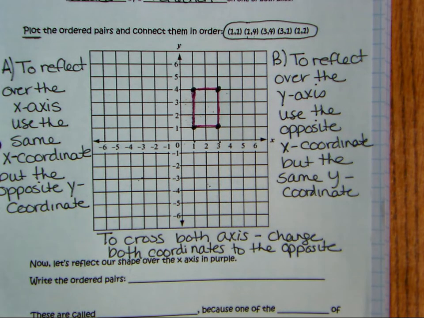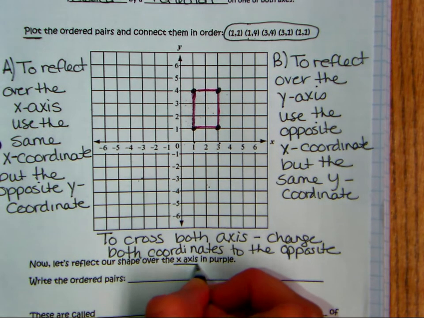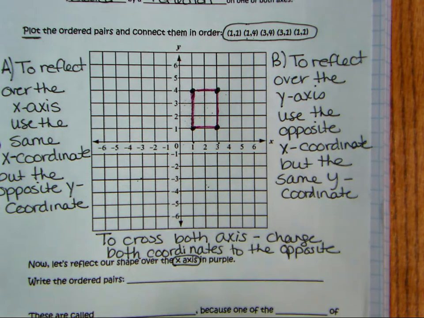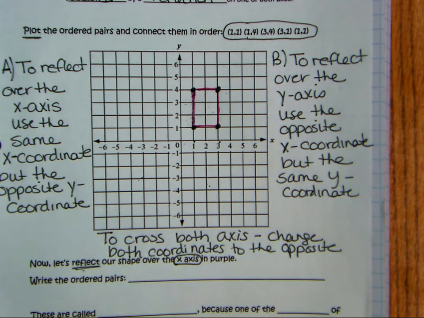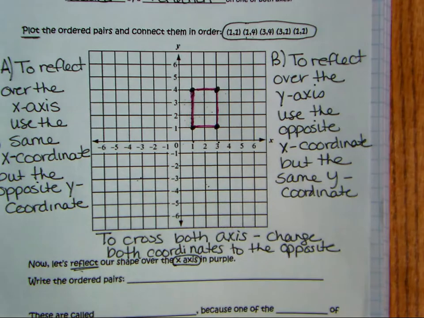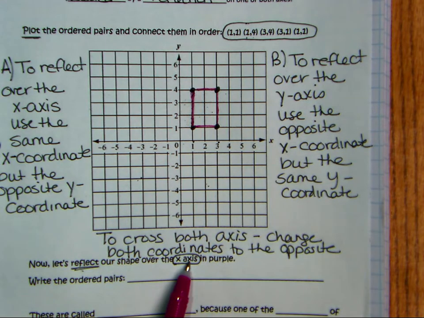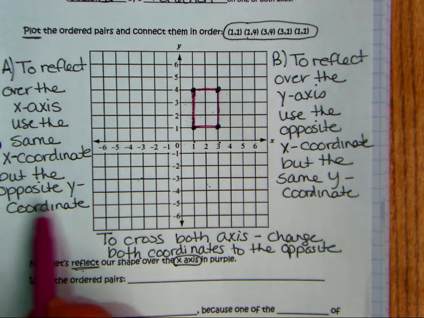So now let's reflect our shape over the x-axis in purple. Write the ordered pairs. We're going to reflect over the x-axis, and we're going to do this in purple. Now, on our first one, we're going to write these coordinates down first. Now, remember, to reflect over the x, use the same x, but the opposite y.